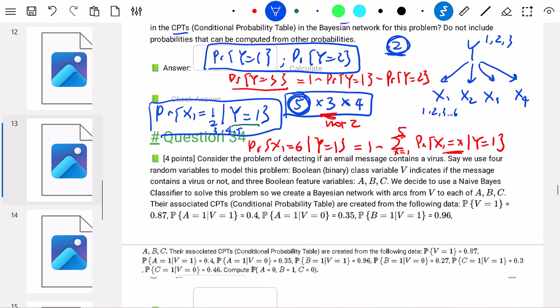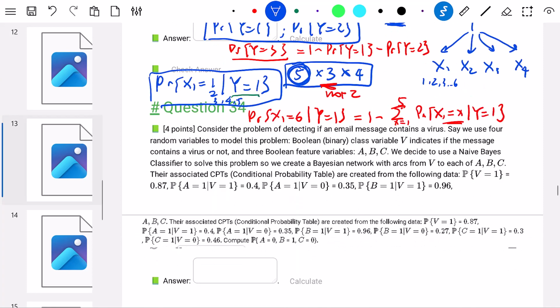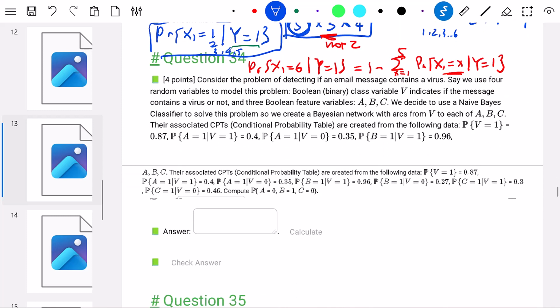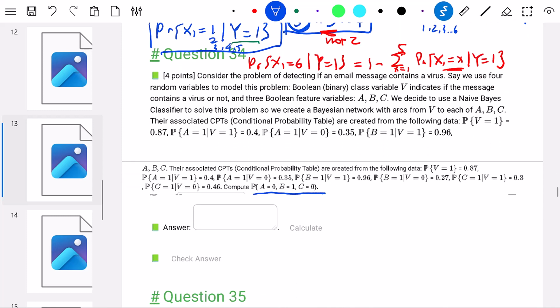And the next question is actually computing a joint probability, A is 0, B is 1, C is 0, for a Bayesian network. So let's draw it again. The y value is V here. It's binary, and can take on either value 0 or 1. And then there are 3 children, A, B, and C, and all of them are also binary variables, so they're all 0 or 1. So that's our Bayesian network.